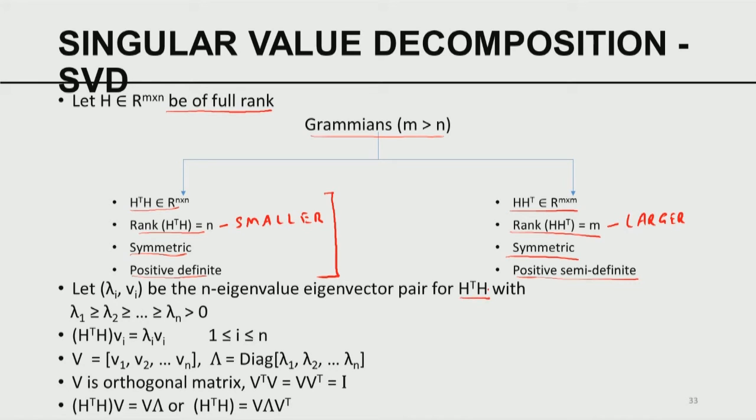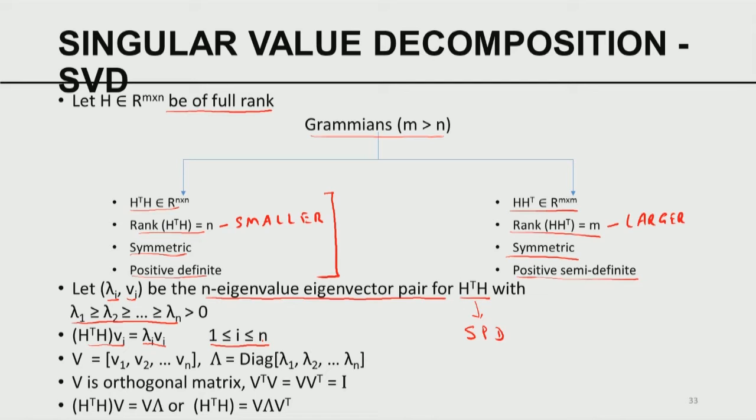So consider H transpose H, which is an n by n matrix. By definition it is SPD, therefore it has n eigenvalues. The largest of them is lambda 1, the smallest is lambda n, and even the smallest is strictly positive. If lambda i is an eigenvalue, let vi be the corresponding eigenvector, for each eigenvalue-eigenvector pair. That means H transpose H vi is equal to lambda i vi. That is the fundamental relation that comes from the definition of eigenvalue. There are n such relations.